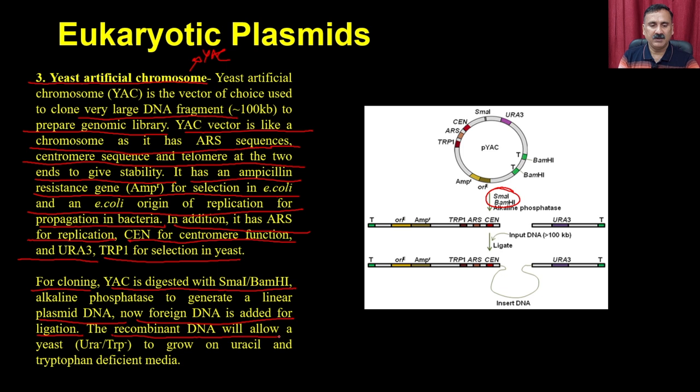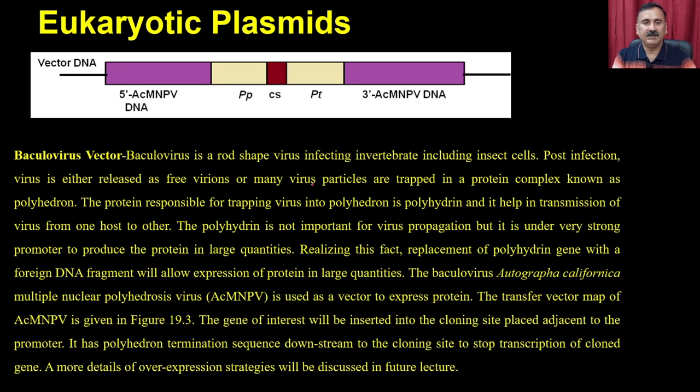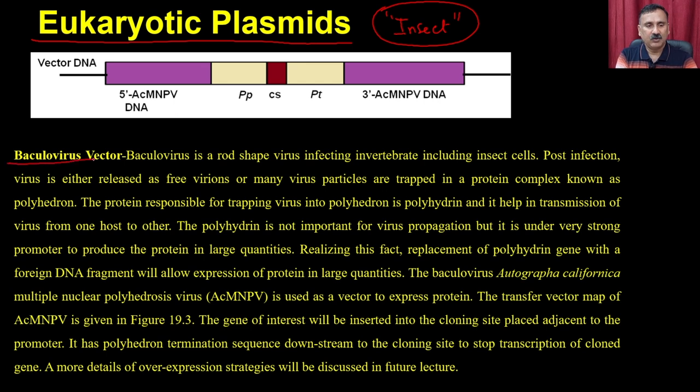And the recombinant DNA will allow a yeast to grow on a uracil and tryptophan deficient media, right? So screening anyway, we are going to discuss in our subsequent class. And then we have another eukaryotic plasmid which you can use in the insect cell line. So these are the vectors for expressing the protein in the insect cell lines, the baculo vectors, right?